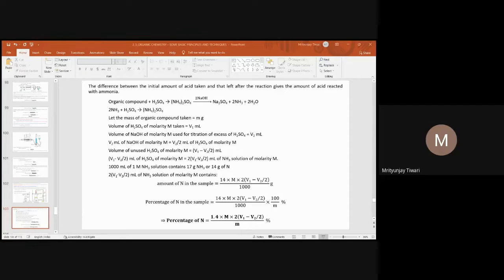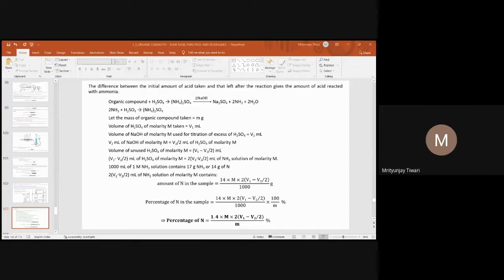It means V1 minus V2 by 2 ml of H2SO4 is consumed by ammonia. This simply means it is this volume that is consumed by ammonia to form ammonium sulfate. V2 by 2 is unreacted, and it is now neutralized by NaOH. This is the initial total volume of H2SO4 we have taken. Now what does it mean? V1 minus V2 by 2 is the volume of H2SO4 that has actually reacted with ammonia originally to form ammonium sulfate. I hope it is clear to you. You have to understand and think a little bit here.